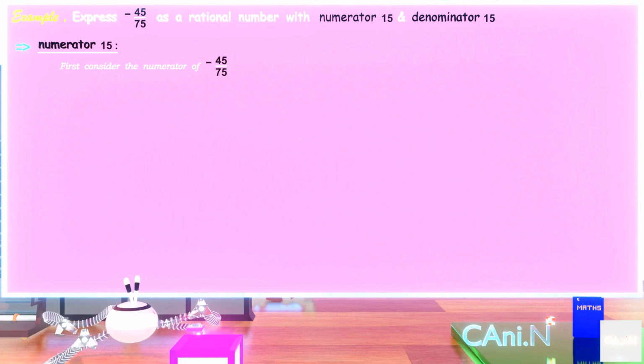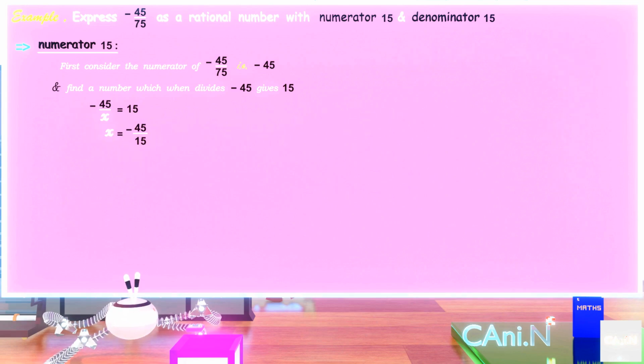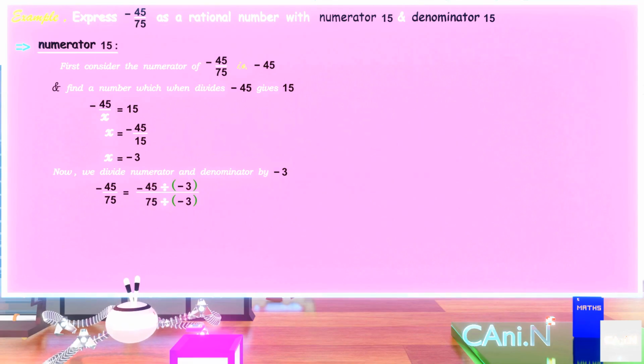First, consider the numerator of minus 45 by 75, that is, minus 45. And find a number which, when it divides minus 45, gives 15. So, minus 45 by x equals 15. X equals minus 45 by 15. Therefore, x equals minus 3. Now, we divide numerator and denominator by minus 3. Minus 45 by 75 equals minus 45 divided by minus 3 by 75 divided by minus 3 equals 15 by minus 25.